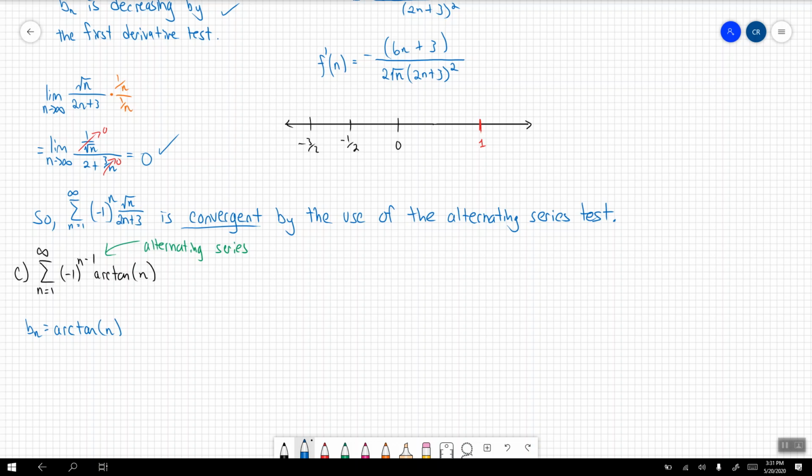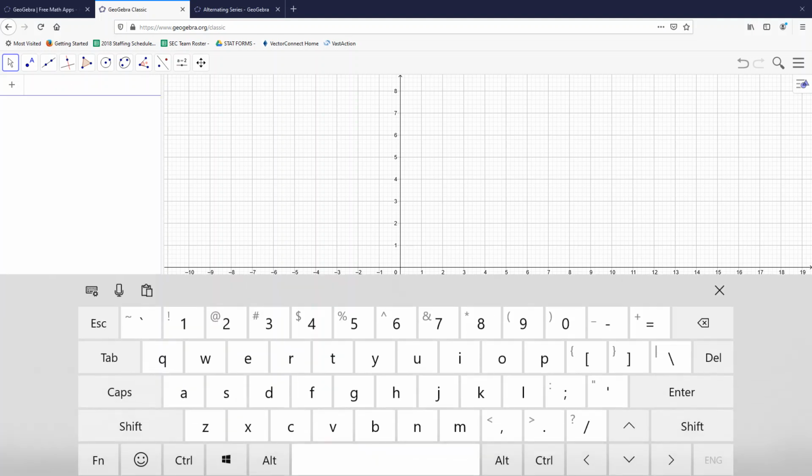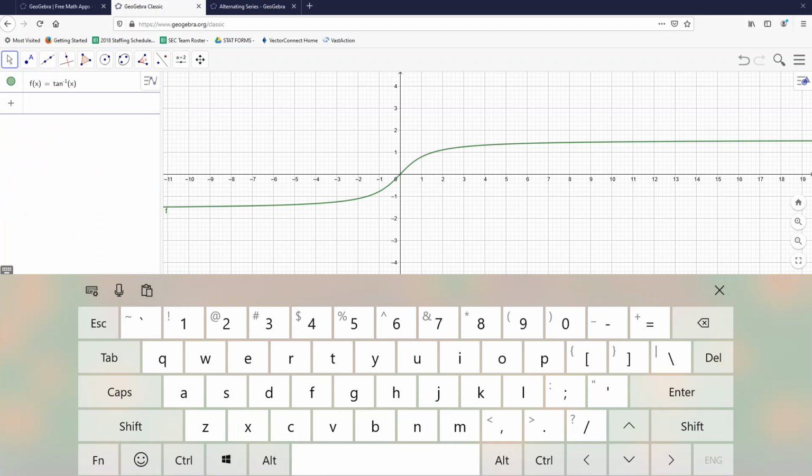Now, I'm actually going to use GeoGebra for this to elaborate a little bit more. All right, so let's go off to GeoGebra. All right, here we are on GeoGebra, and what I'm going to do here is I'm just going to insert arctangent. Arctangent, let's keep going. There it is. Arctangent of x. There we are.